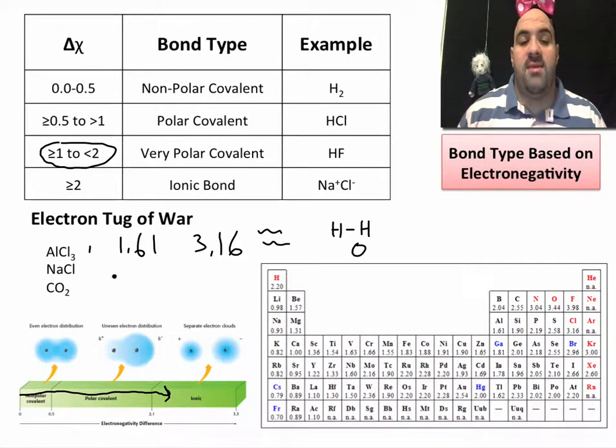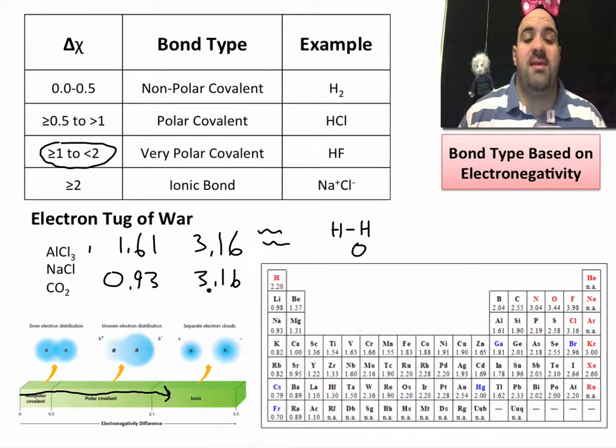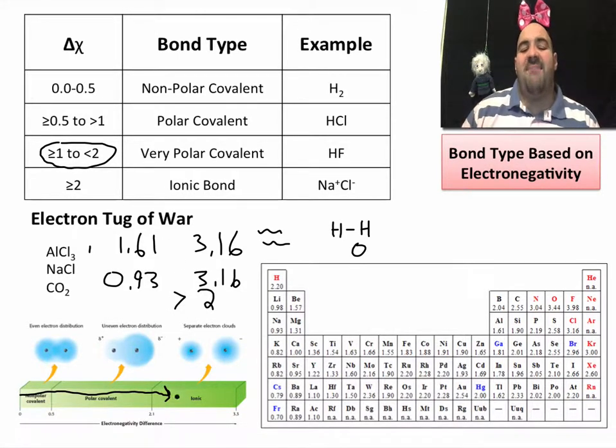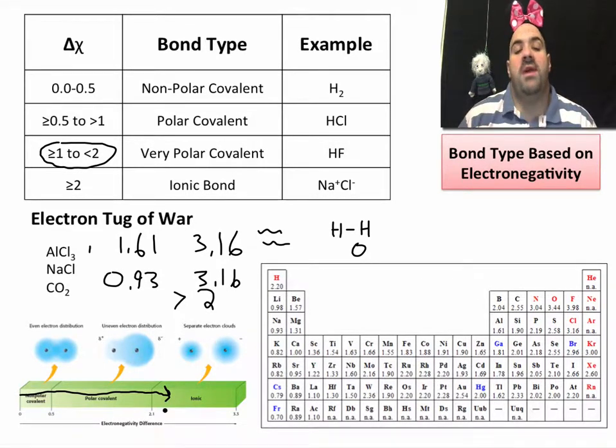Na is 0.93. And Cl is 3.16. We don't even need the numbers. I know that when I subtract 3.16 minus 0.93, the value is going to be greater than 2, which means we call this an ionic bond. But even in an ionic bond, there's going to be a degree of sharing. But we say the sharing is so strongly towards the chlorine or the chloride side that the electrons are going to spend most of their time there, so we're just going to say they're transferred. It's not 100% true, but we are going to still use the nomenclature ionic bonds.